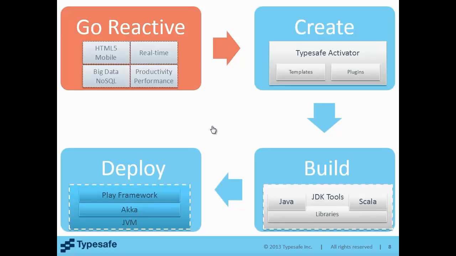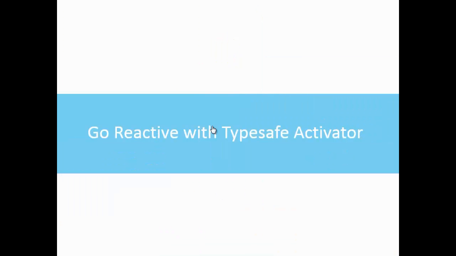So you'll build those reactive applications with Java. You could also use Scala if you want, and you'll use the JDK tools and libraries that you're familiar with. And then you'll deploy these applications on the JVM. They'll use Akka for managing concurrency and using that actor model, and then Play Framework for being the web front end to the application. So you could build RESTful services with Play as well. So that's a high level of what it looks like to go reactive on the Typesafe Reactive platform.